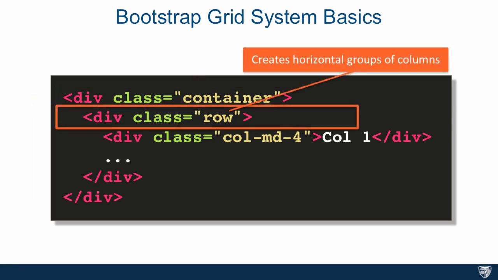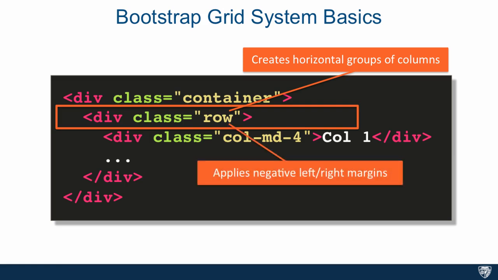The next component of the grid is the row. The row class creates horizontal groups of columns, which means that the columns collapse and interact with each other as a group, but independently from columns in another row. The row class also creates a negative margin to counteract the padding that the container class sets up.